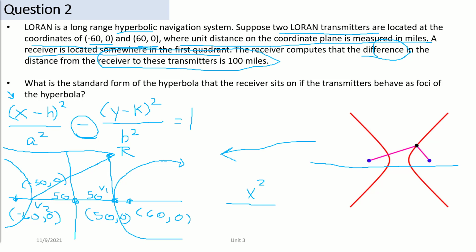So I have x squared over, again, 50 times 50, that's a. A squared is 2,500. And now if we find b, we just put minus. Y minus 0 is just y squared over b squared.